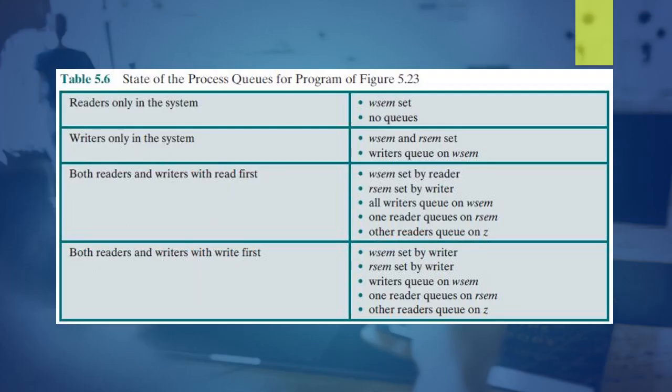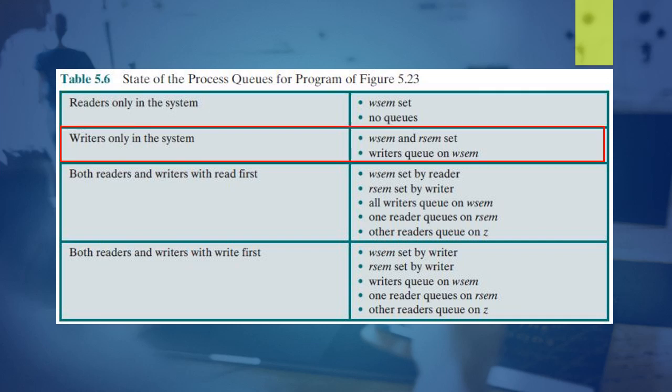This table summarizes the states of the queues for the code that we just saw. When only readers are present in the system, the first reader sets WSIM to 0. Then it starts reading. Readers keep coming in and reading. When the last reader leaves, it sets WSIM back to 1. When the system has only readers, no queues need to be formed, as they can all read together.